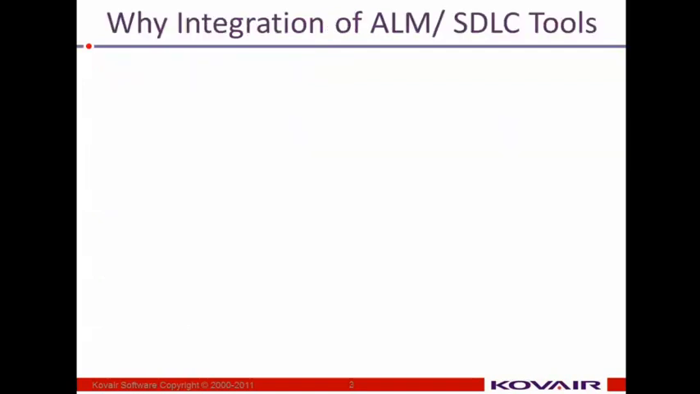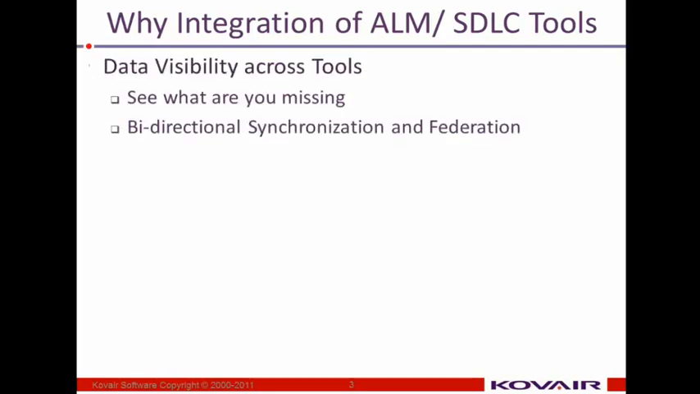So let's start with the question, why do we integrate ALM or SDLC tools? The first goal is almost obvious. Almost every tool vendor tries to offer data visibility across different tools. This is what we call the plumbing or data plumbing, which basically means seeing one tool's data in another tool. Now this can be achieved two ways. One can be a bidirectional synchronization, or it can be federation.